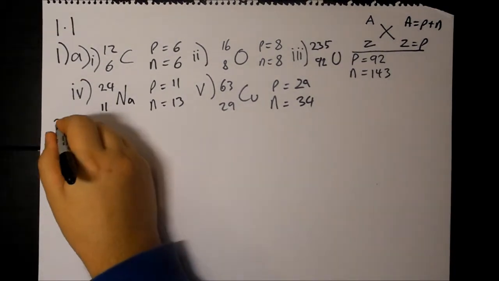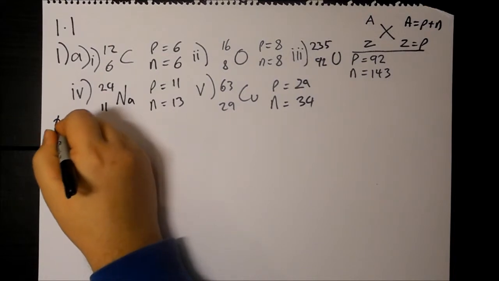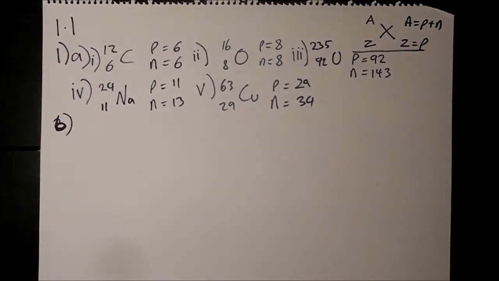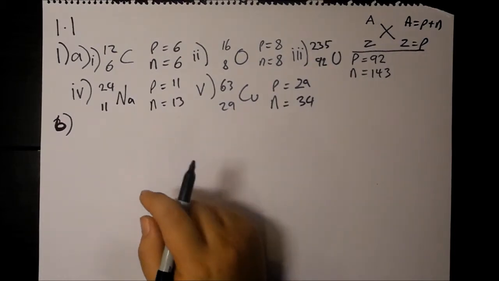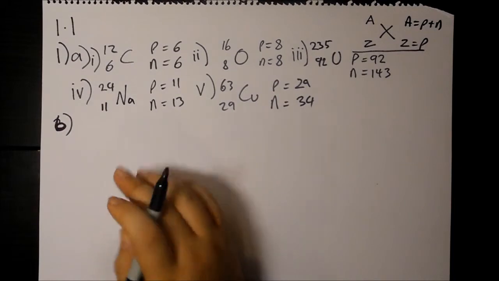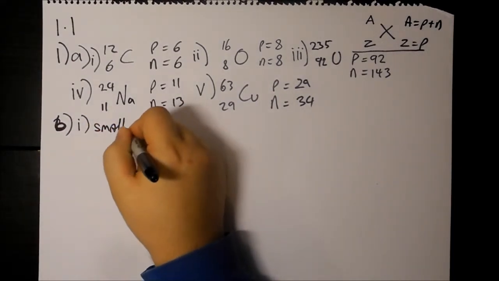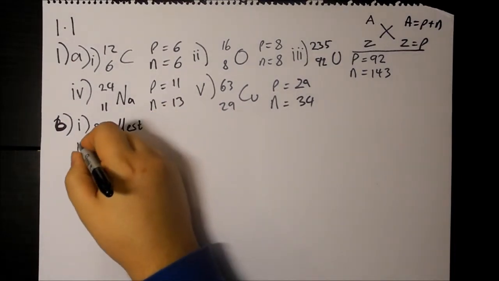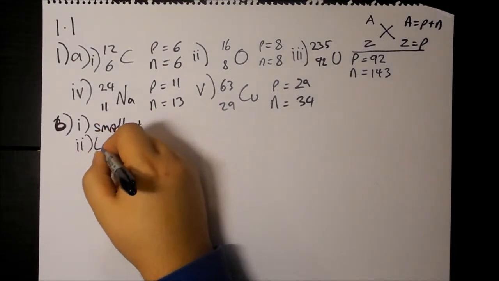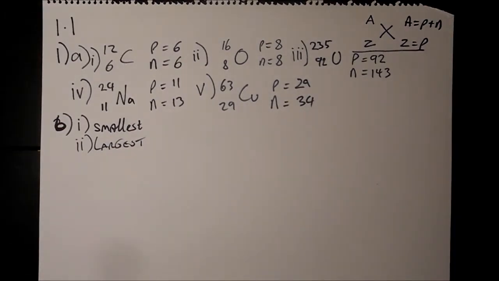Part B of question 1. It asks us a question about specific charge. It wants to know which of the above nuclei has the smallest specific charge for part 1, so that's smallest, and for part 2, largest.